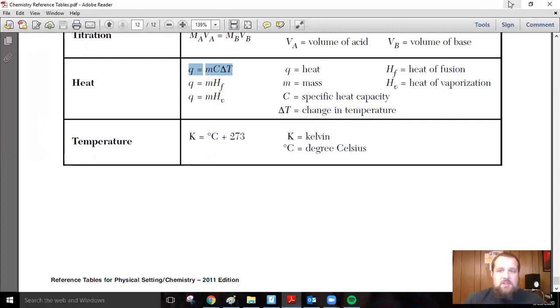Q equals mc delta T. Q is the heat, M is the mass. So when they say heat, that's short for heat energy. There's the mass that we were talking about. We need to know the specific heat capacity, and the change in temperature. How much are we heating it up?